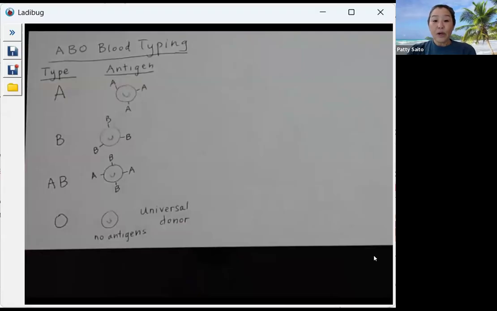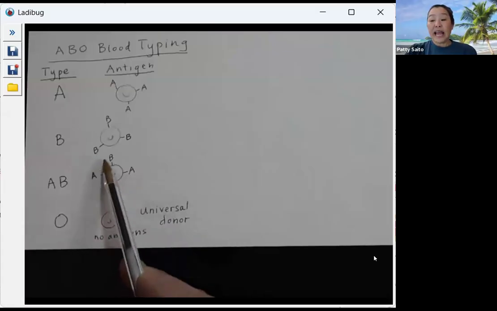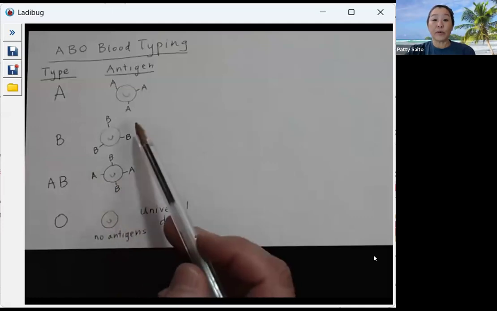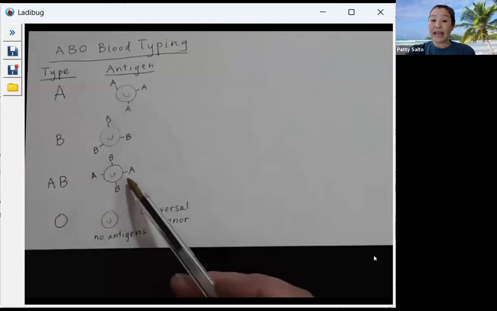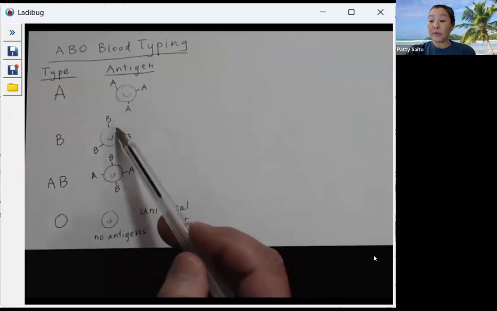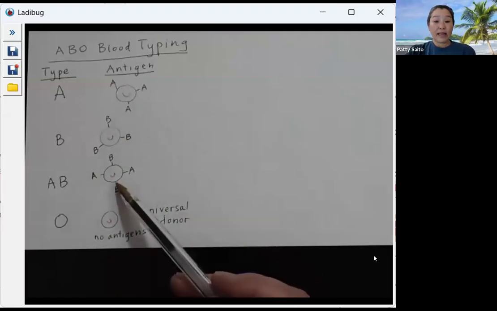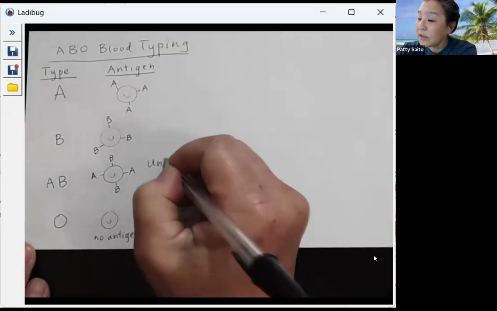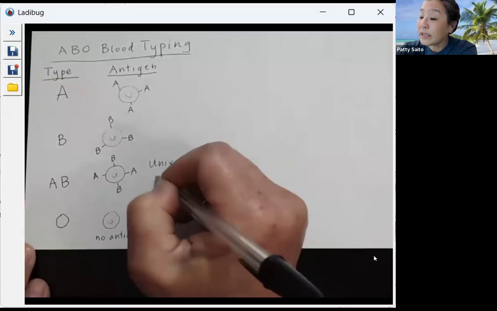Who would be the universal recipient? Meaning they can receive any. That would be the AB person. So in their blood, they have both A and B antigens. So if you put the A blood type, hey, they already have it. It's not foreign. If you put the B type in an AB, they already have the B, not foreign. If they put the O type, okay, not foreign. So this would be the universal recipient.